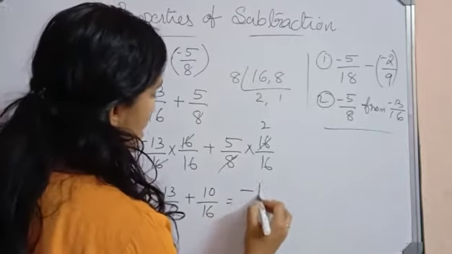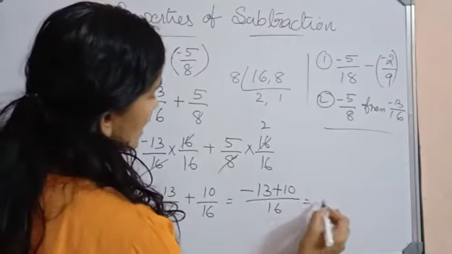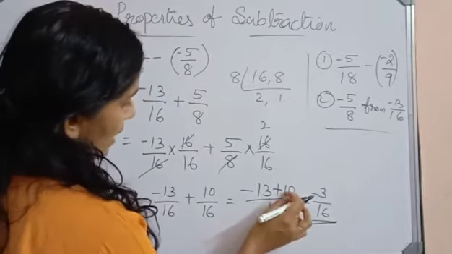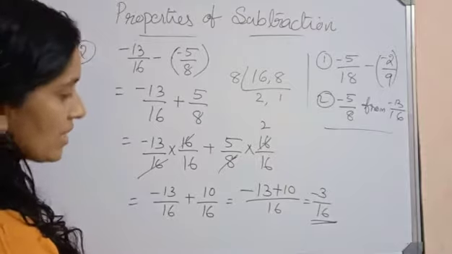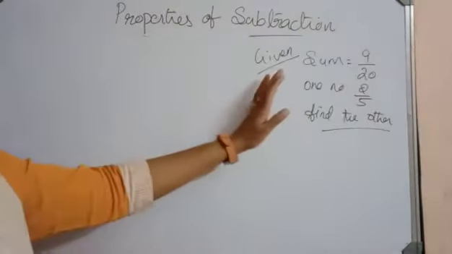So we can write this as minus 13 plus 10 divided by 16, and that is equal to minus 3 by 16. Here, subtract 10 from 13 and give the sign of 13. So your answer will be minus 3 by 16. Now solve this question and find the answer. Now consider the next question.